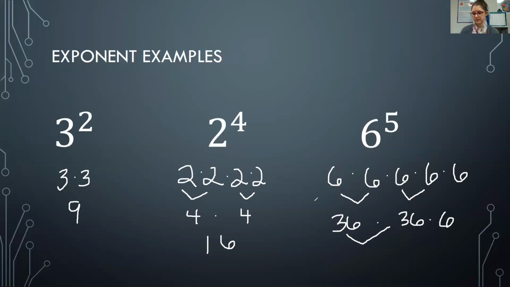Now we're doing 36 times 36. And I went ahead and worked this out prior. That's 1,296 times 6. Okay, so our final answer for 6 to the fifth power is 7,776. So we can see that because it's repeated multiplication, our answers grow very quickly, which is where the word exponential growth comes from. You see a very rapid growth in numbers as you multiply together.